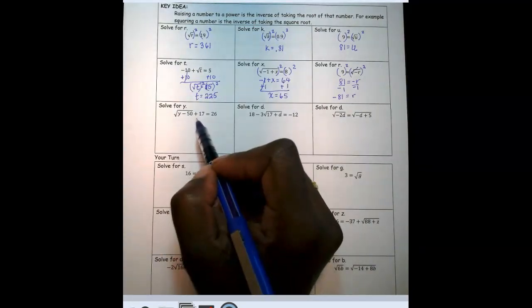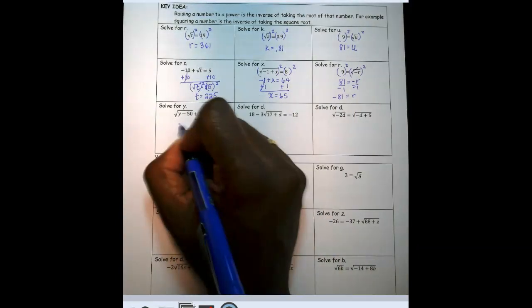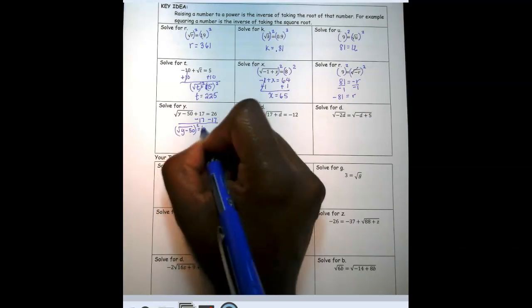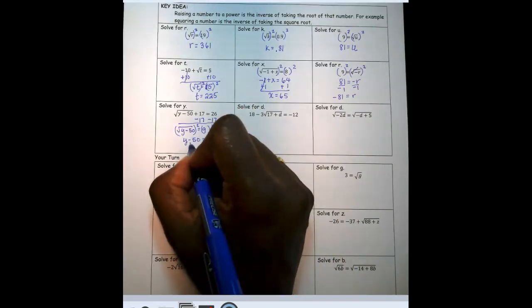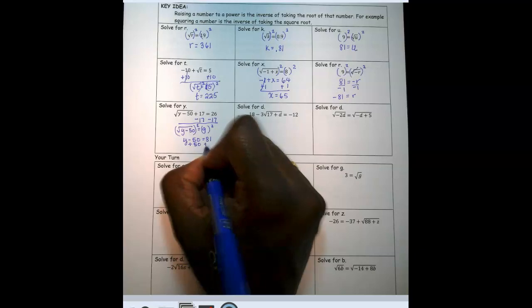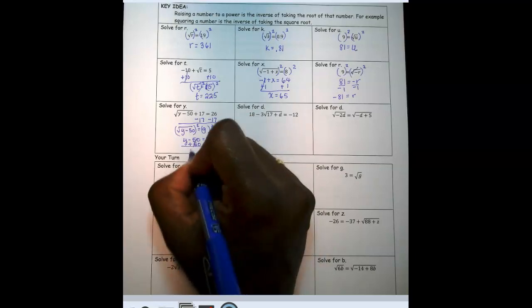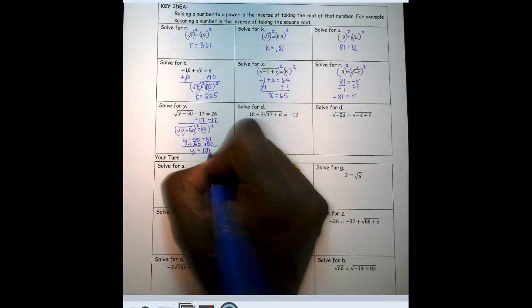Now on this one, I'm going to move this number before I start squaring things. So I'm going to subtract 17 from both sides of the equation. And I've got the square root of y minus 50 is now equal to 26 minus 17, which is 9. So now I can square both sides, and I've got y minus 50 is equal to 81. Then I'm going to add 50 to both sides of the equation, and I've got y is equal to 131.